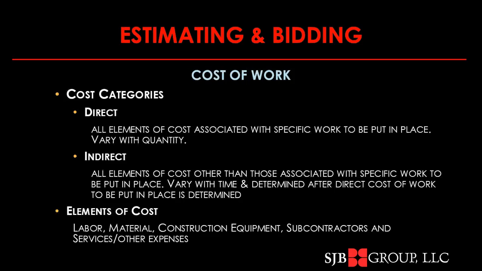The indirect costs are all elements of cost other than those we just discussed under direct cost. These tend to vary with time, and they need to be determined after the direct cost of work is determined. The elements of cost include labor, material, construction equipment, subcontractors, and services of others, and others which could be supply.